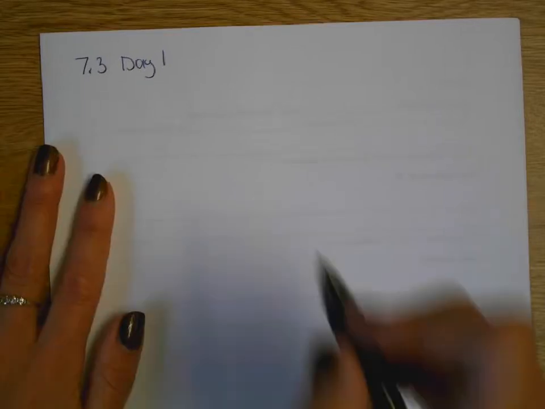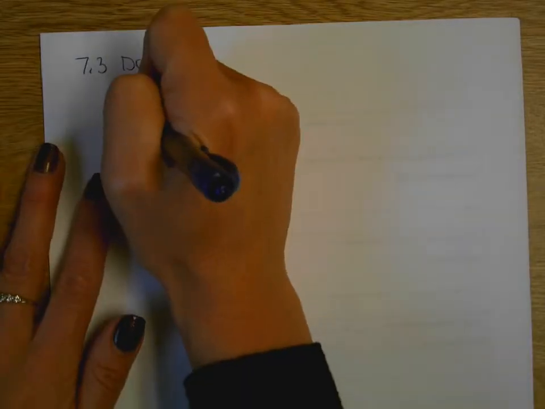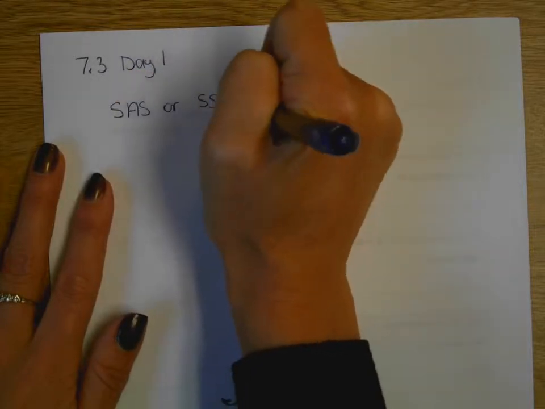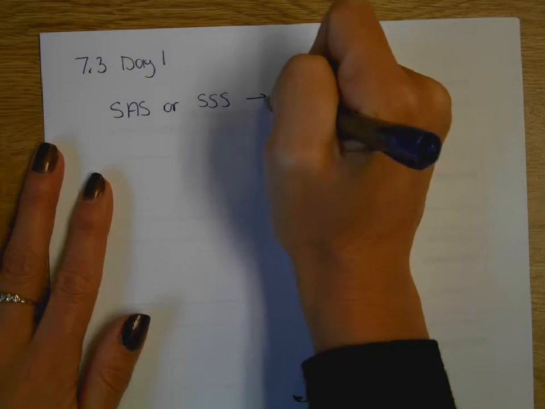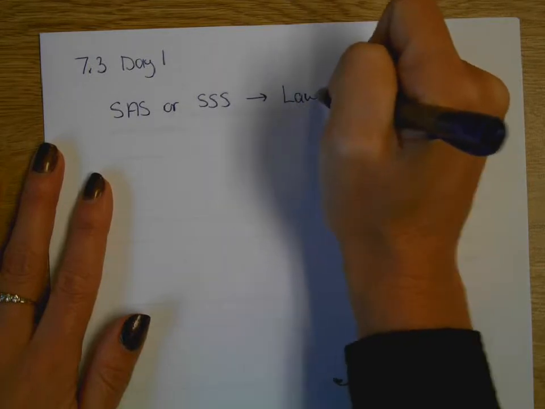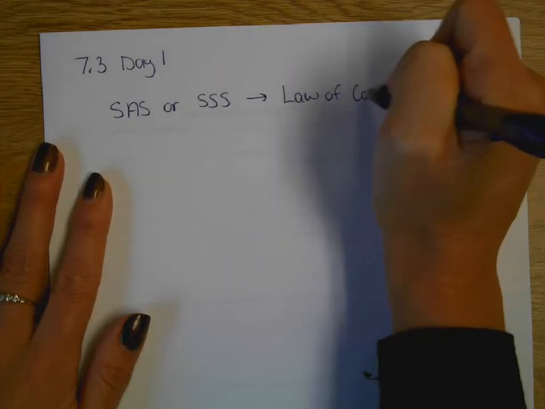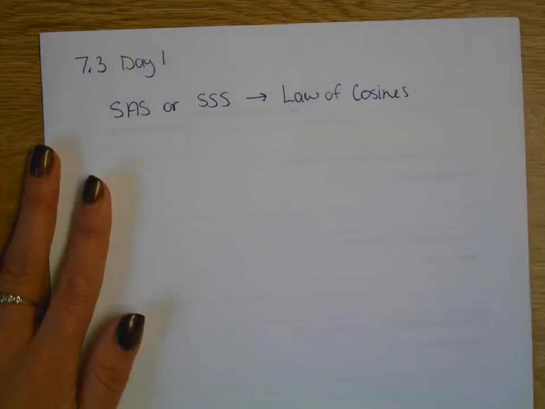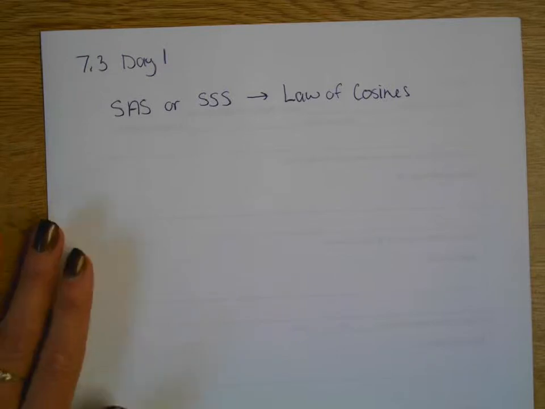So, we are going to do law of cosines today, which solves any triangle if you know SAS or side, side, side. We will use law of cosines. The development of this is very complicated. I'm not going to take you through it. I'm just going to give you the law of cosines.